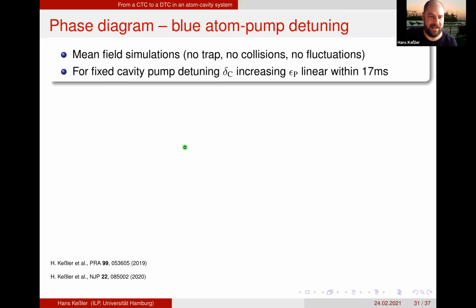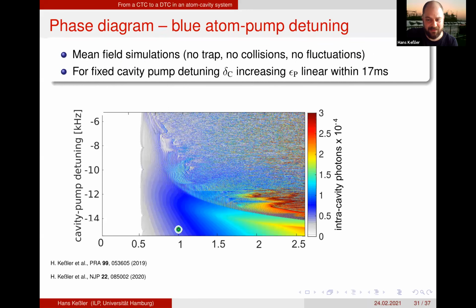And we then set up a 2D model to look, can we observe this with our system parameters as well? So I was running mean field simulations without a trap, no collisions, no quantum fluctuations. For fixed cavity pump detuning, we were ramping up our pump strength and calculating the intracavity photon number. So the color code is the intracavity photon number, this N_P, as you saw before. The x-axis is the pump strength and time as well, and the y-axis is the cavity pump detuning.